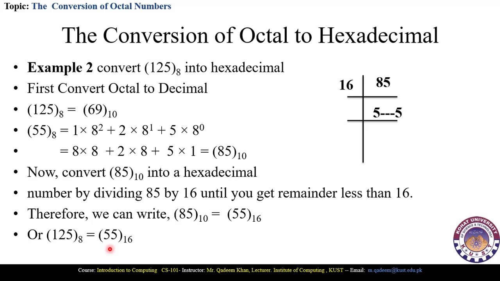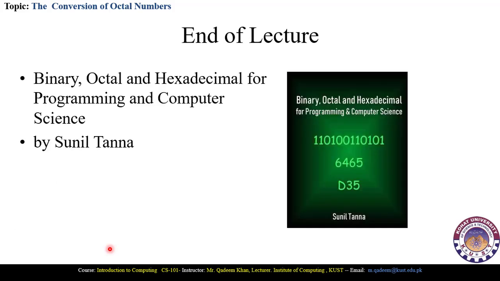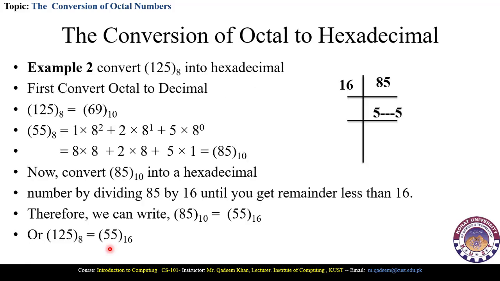Now, in fact, we will perform another example. This is another example where you want to convert 125 to the base 8 into hexadecimal. So first we need to convert 125 to decimal. So 125 to the base 8 is equal to 85. In fact, how have we obtained the 85?